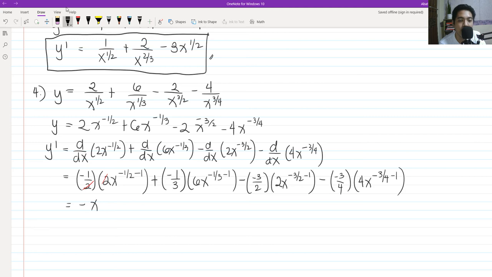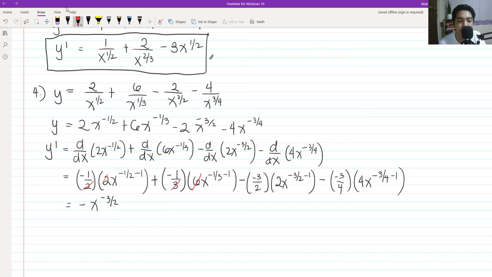So this would become negative 3 halves. Okay. So negative 1 half minus 1 is negative 3 halves. Same sign, they will add and copy the negative sign. And then, as you can see here, 6 divided by 3.